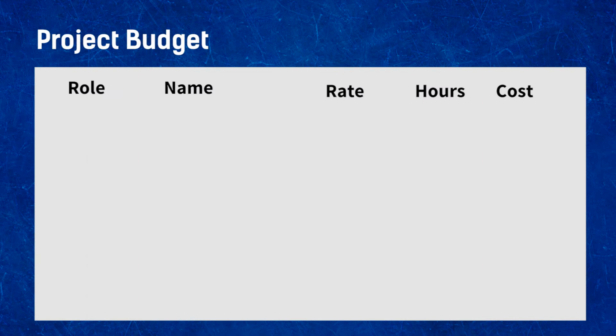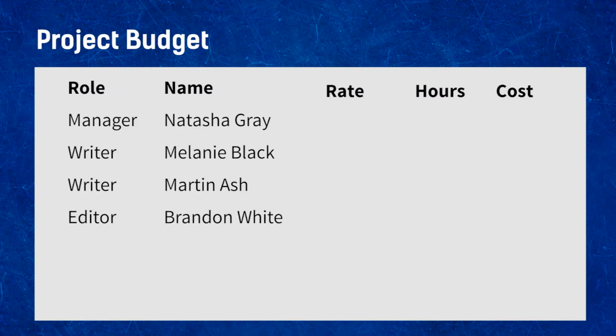Let's look at the resources we have assigned to the knowledge article project. If you recall, we had 4 team members assigned to this project. The support manager is Natasha Gray, the writers are Melanie Black and Martin Ash, and the editor is Brandon White. Now there's also someone we're forgetting. Can you tell who it is? Yep, it's you, the PM.